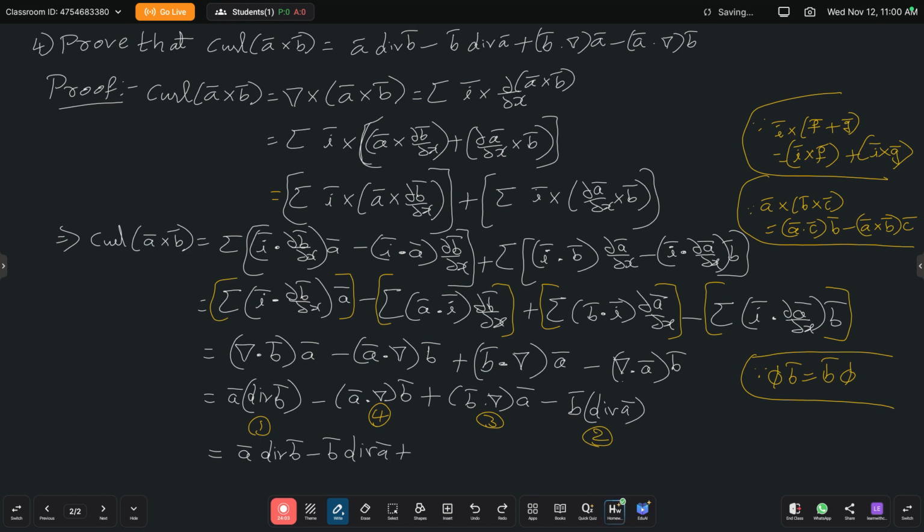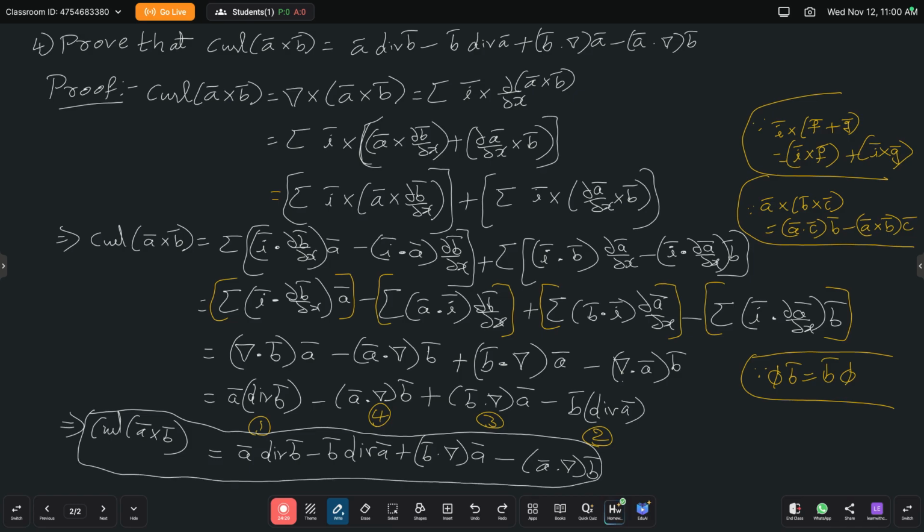Plus the third term, writing as the third term only: b bar dot del of a bar minus a bar dot del of b bar. So which value is this one? Curl of a bar cross b bar. So this is the one we required to prove, hence proved. Check whatever statement we wanted to prove. We got it, hence proved.